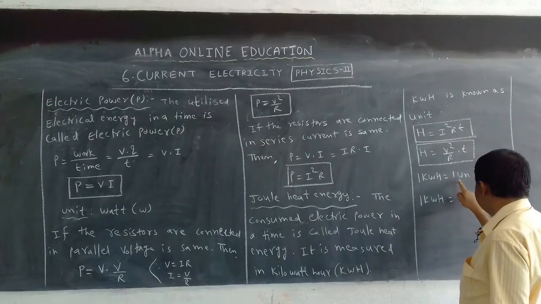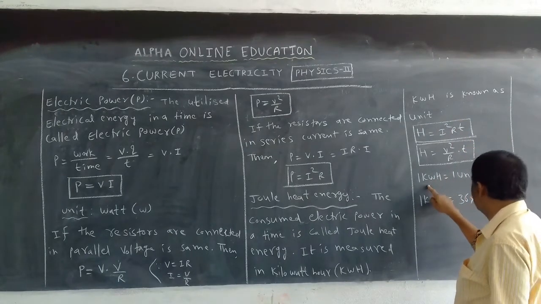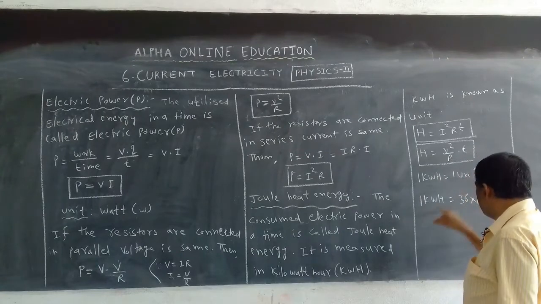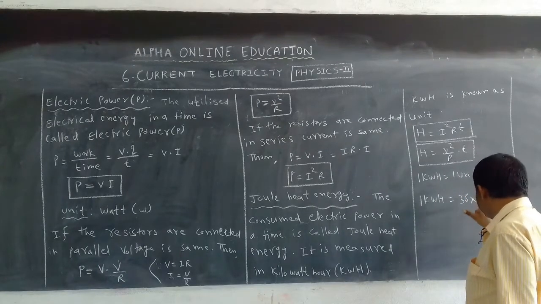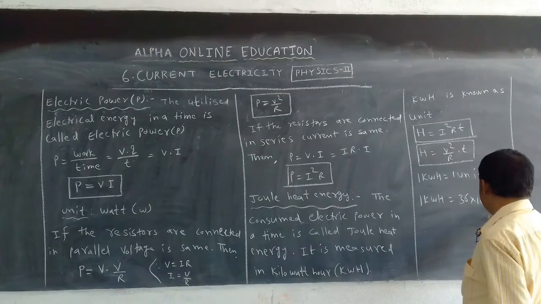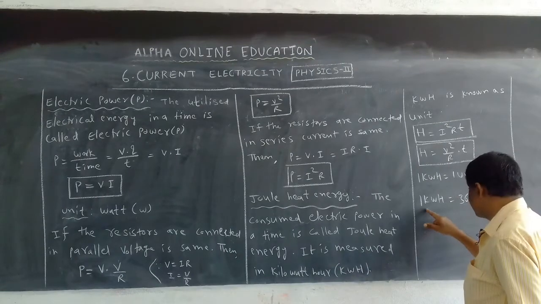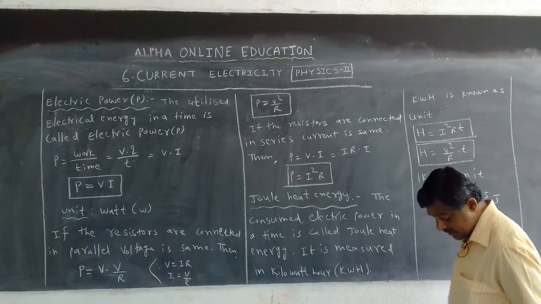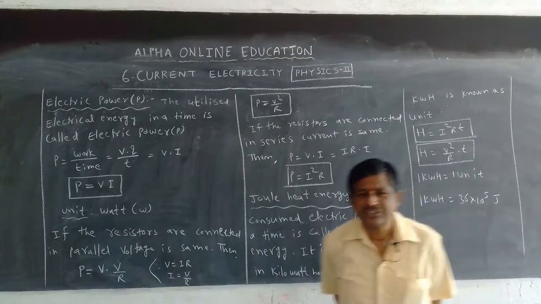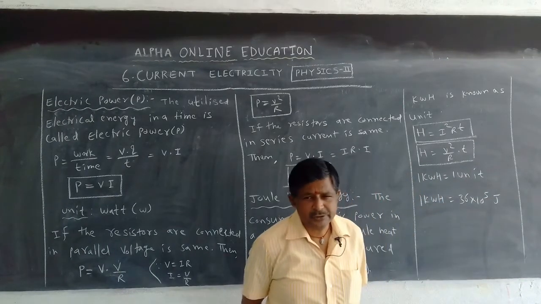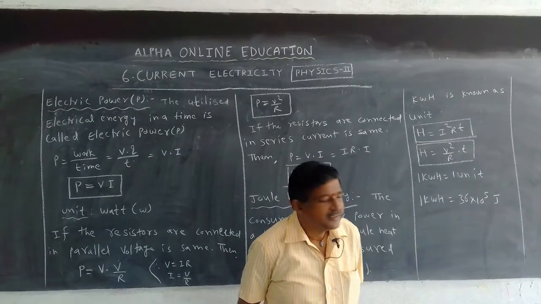1 unit is equal to 1 kilowatt hour, or 1 kilowatt hour is equal to 1 unit. 1 kilowatt hour is equal to how much? 3.6 into 10 to the power of 6 joule. This is very important. 1 kilowatt hour is equal to 3.6 into 10 to the power of 6 joules.